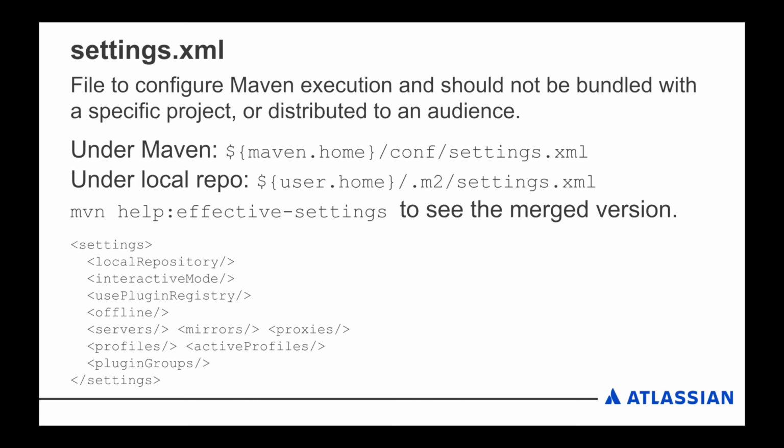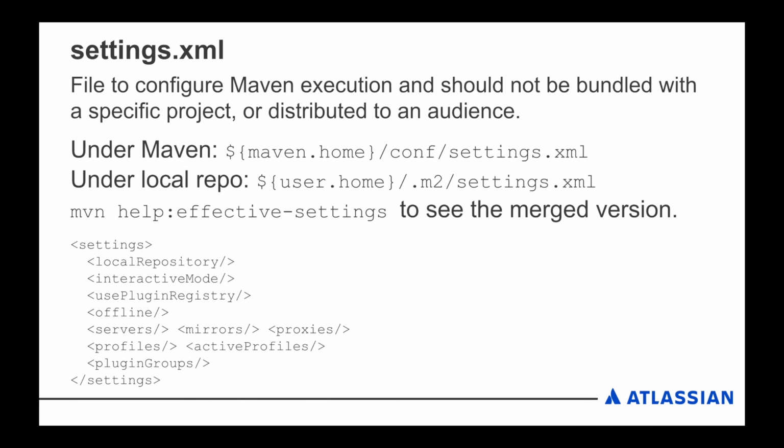Settings XML contains a good deal of configuration for Maven execution, and the local repository is one of them. By default, the local repository is under the userhome/.m2/repository folder, and you can configure it with the localRepository tag if you need to change it.